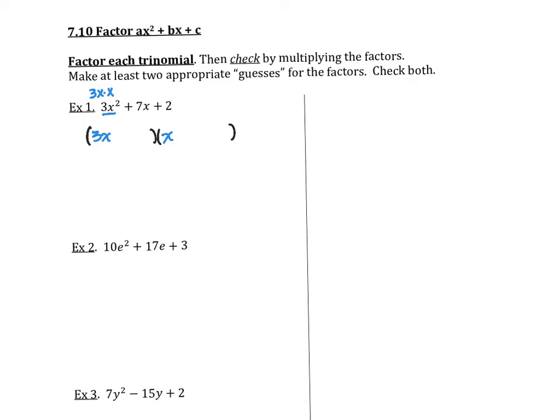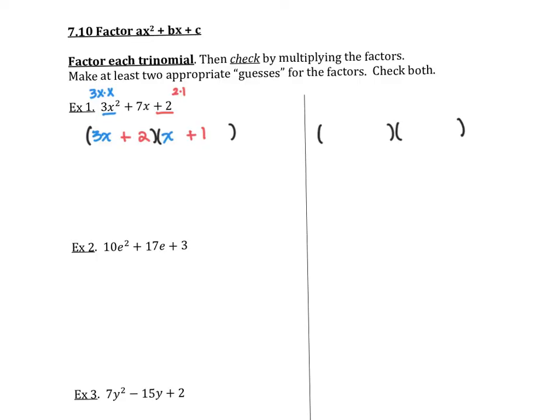Now let me check the last term, the c term. Think about what you multiply to get 2. How about 2 times 1? Since everything is positive, I'm going to go ahead and put positive 2 and positive 1. This is my first guess, and this is a good guess because it makes sense for the a term and the c term.